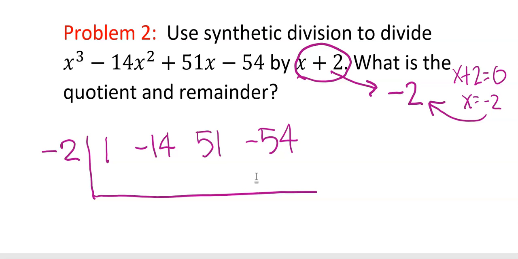First step, every single time, bring this number down. Is there a reason we aren't putting like plus 51 there? You can if you want to. I just don't put a sign when it's a plus. So bring the number down. That's step 1.